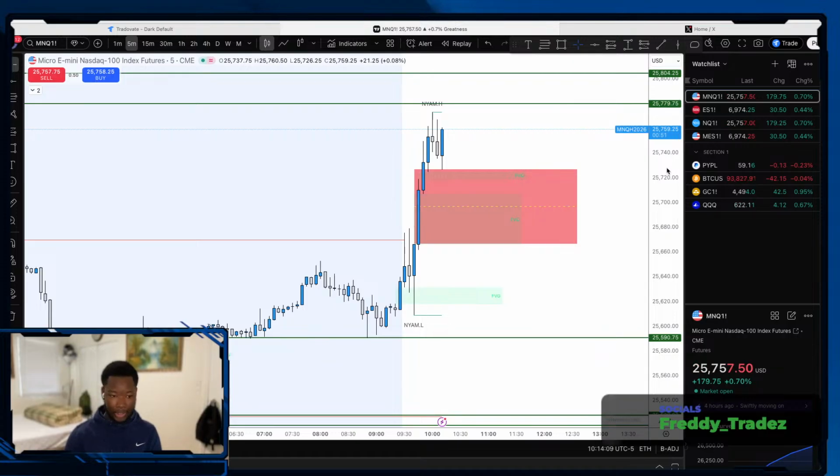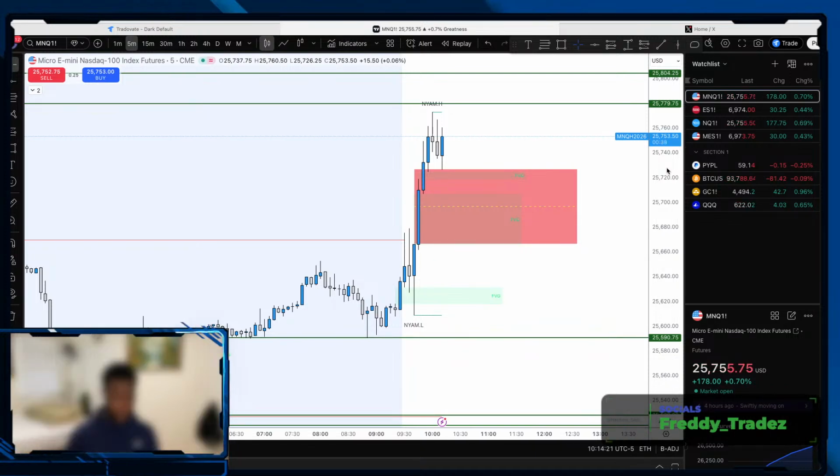Marked out what we want. Now let's just wait for price to give us what we want, right? If price doesn't do that, then sit out. Because if we get in, what's up with my camera?